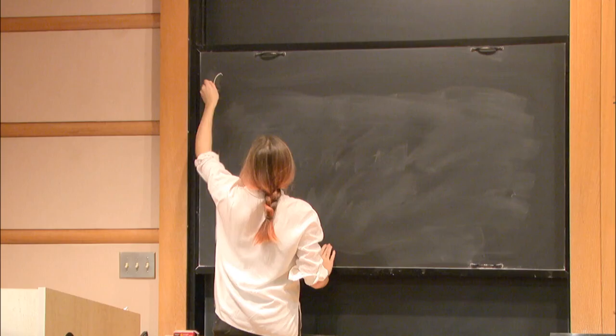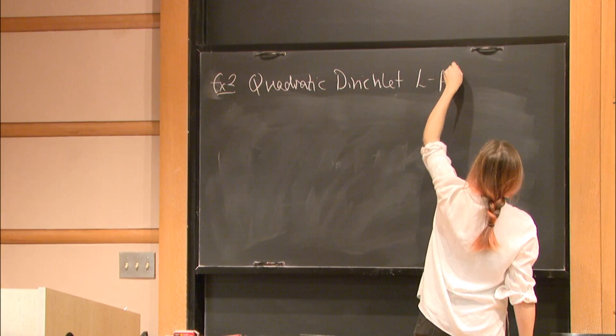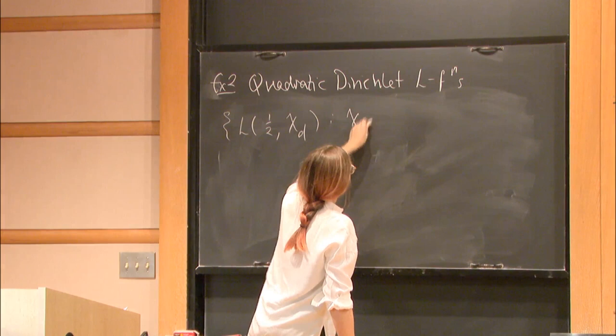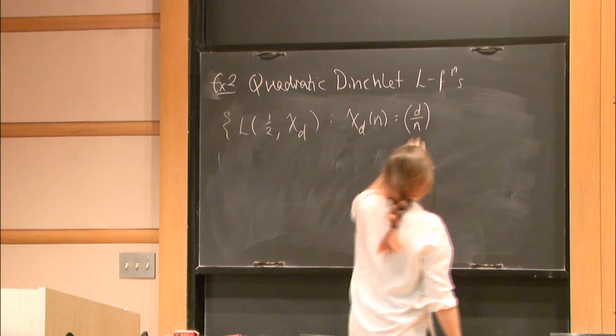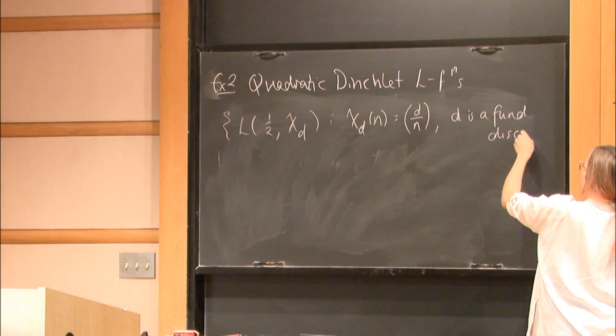So example two. It's a family of quadratic Dirichlet L functions. Here, a family with the L function at its symmetry point, where chi sub d of n is the quadratic Dirichlet character, the generalization of the Legendre symbol in this sense, where we want that d is a fundamental discriminant. So this is an example of a family. This family is ordered by the absolute value of d.